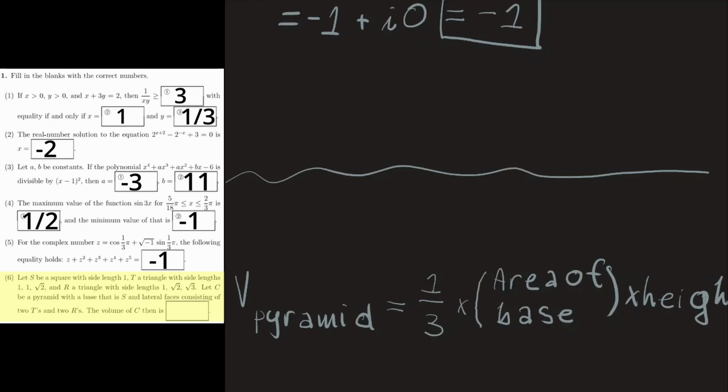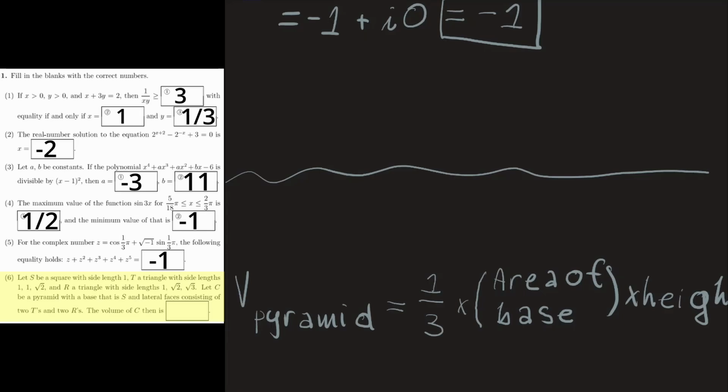Next is question 6, which says, let S be a square with side length 1, T a triangle with side lengths 1, 1, and square root of 2, and R a triangle with side lengths 1, square root of 2, square root of 3. Let C be a pyramid with a base that is S and lateral faces consisting of 2 T's and 2 R's. The volume of C then is blank.